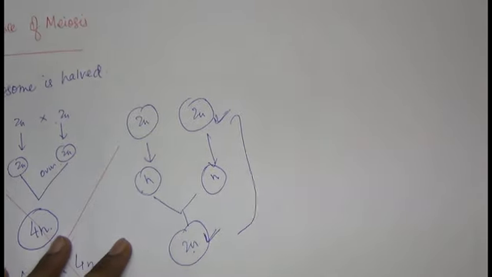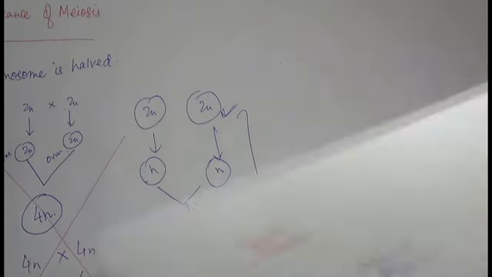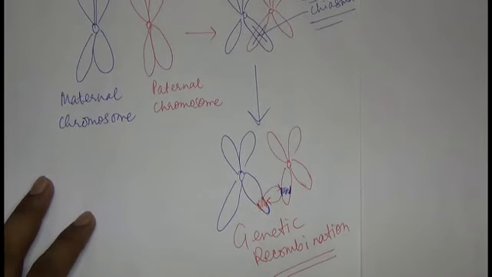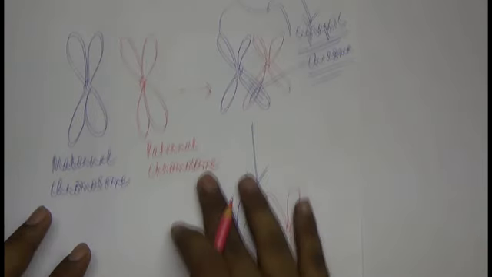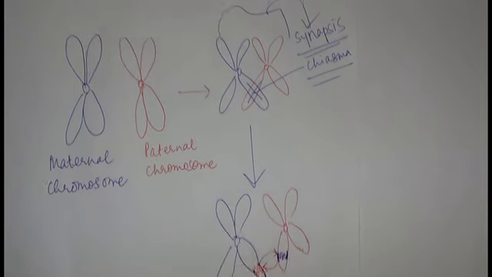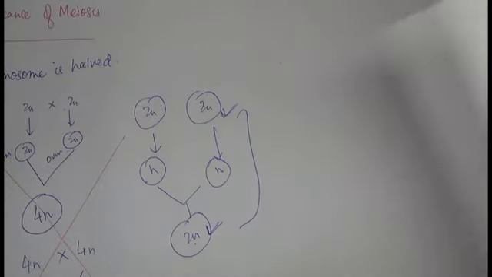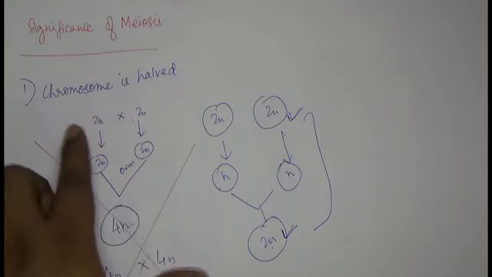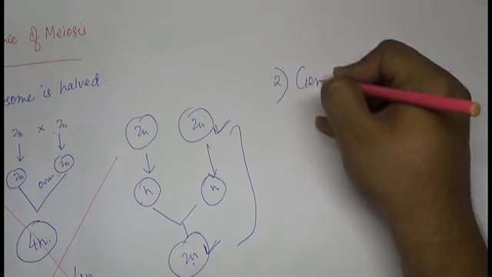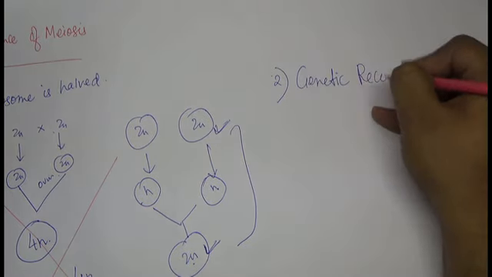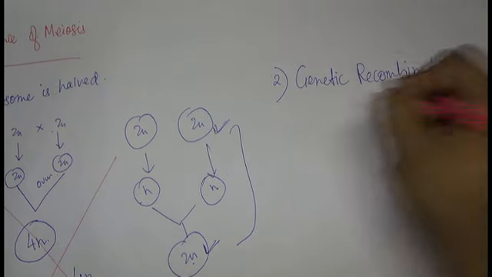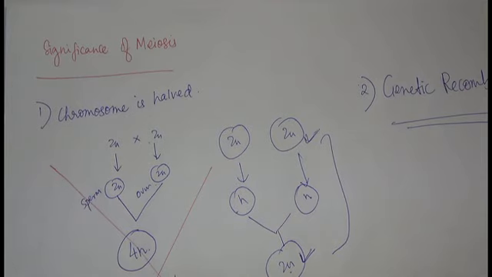The second important point we have already discussed. What was the point? The point was genetic recombination. This genetic recombination takes place during meiosis, and it helps in variation and evolution. It is very, very important in variation and evolution. So this is importance number 1, chromosome number is halved, and importance number 2 is genetic recombination. Please copy it down.